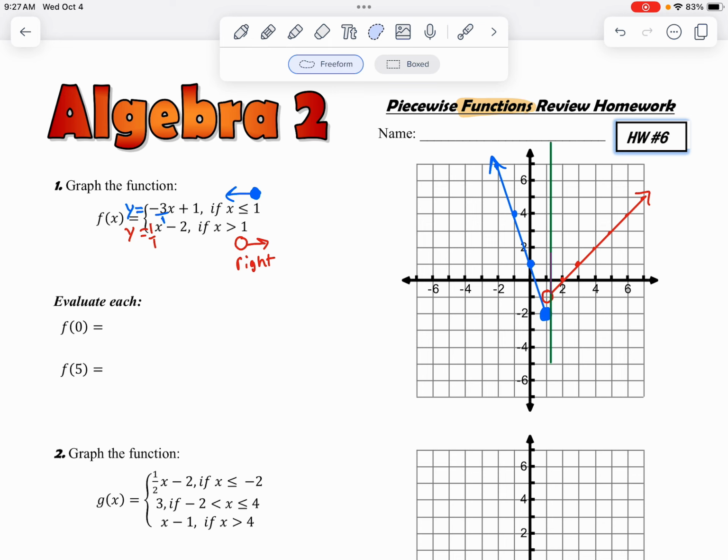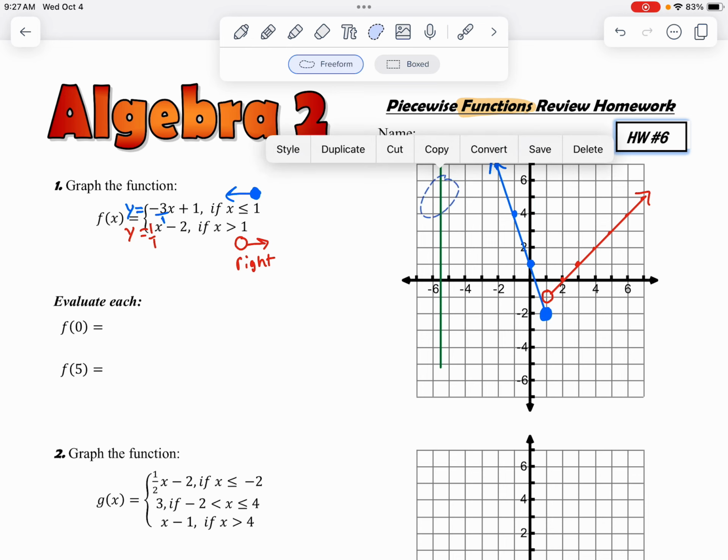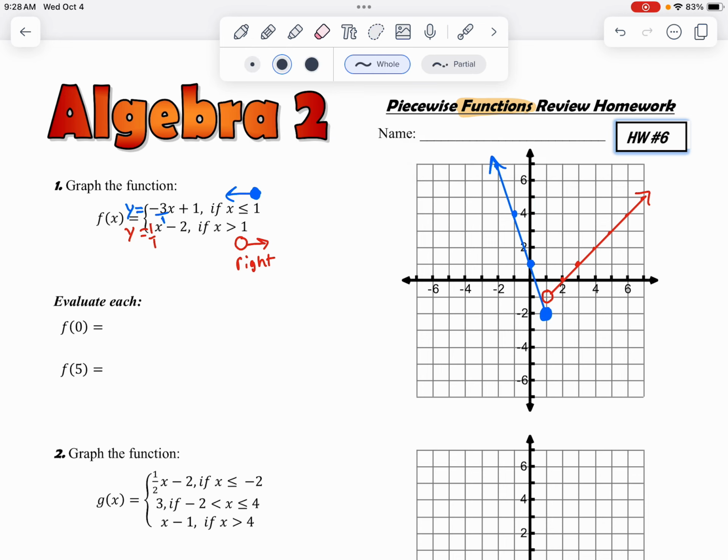Even at x equals 1, the open circle above the closed circle is okay. You just do not want to have a closed circle on top of a previous closed circle. All right, so we're done with the first graph.